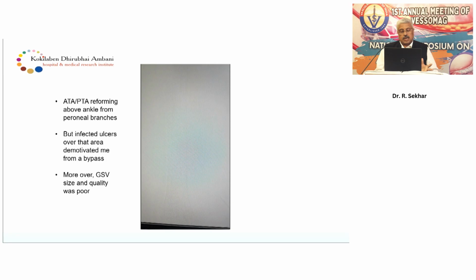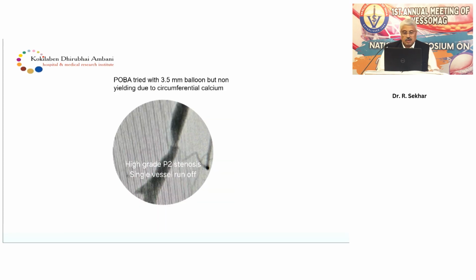But unfortunately there's a large area of slough and the wound was almost circumscribing the ankle. So there was no area where we could actually plumb the vein into. Moreover, the quality of the GSV was not that great. So we said we'll probably do a POBA first. We did a POBA with a 3.5 millimeter balloon, but it was non-yielding due to circumferential calcium. You can see there's still a residual lesion there.